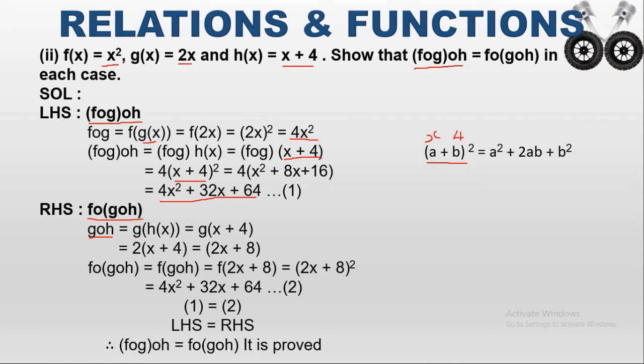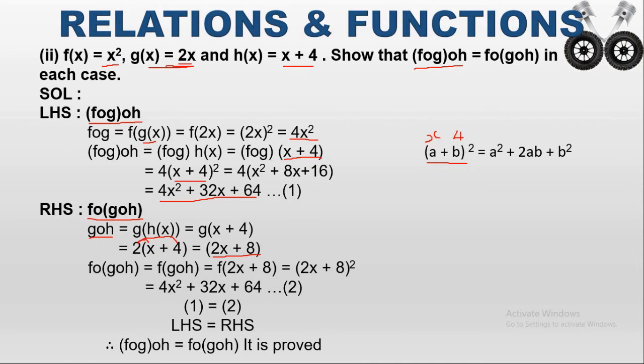In g of x, wherever x is, you have to substitute x plus 4. That can be written as 2 into (x plus 4). First 2 is multiplied with x, so the value is 2x. Again 2 is multiplied with 4, the value is 8. So the answer is 2x plus 8. Next you have to find f composition (g composition h). That can be written as f of (g composition h) of x. What is the value of g composition h of x? That is 2x plus 8.